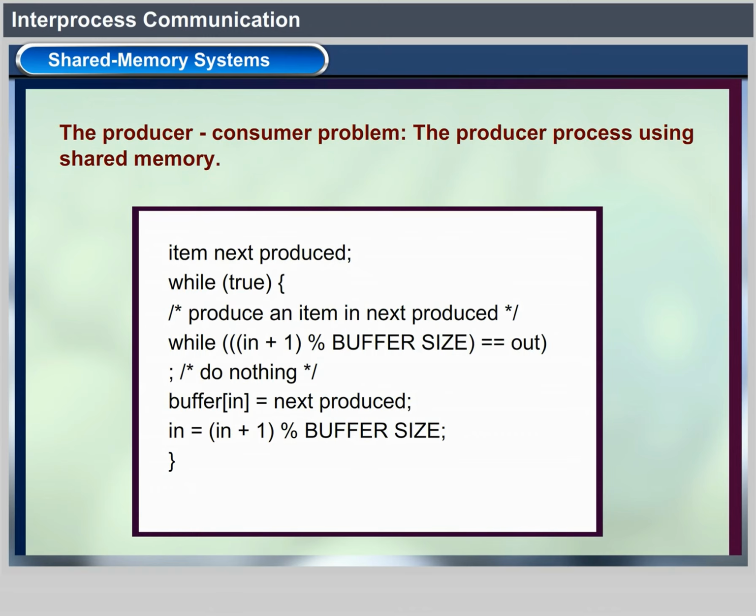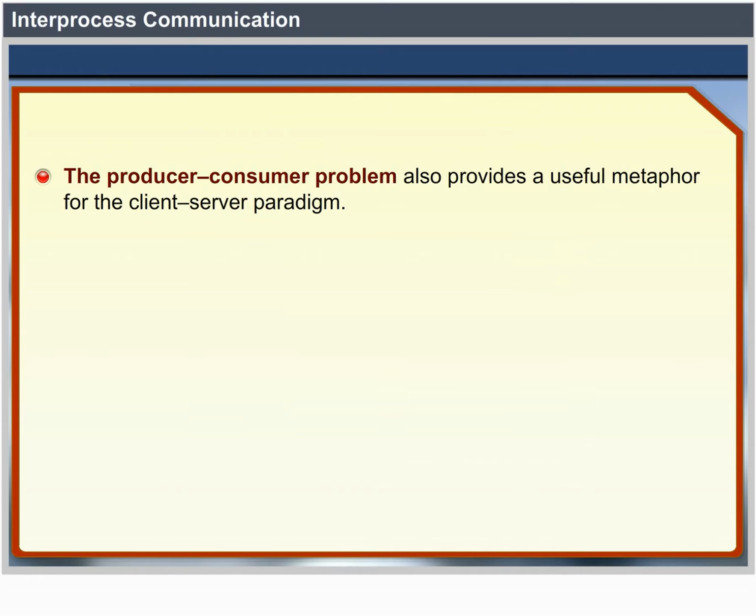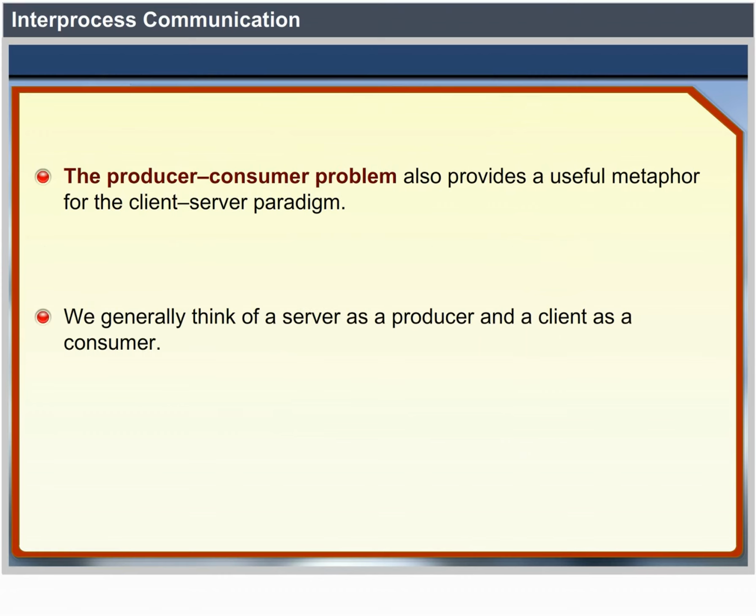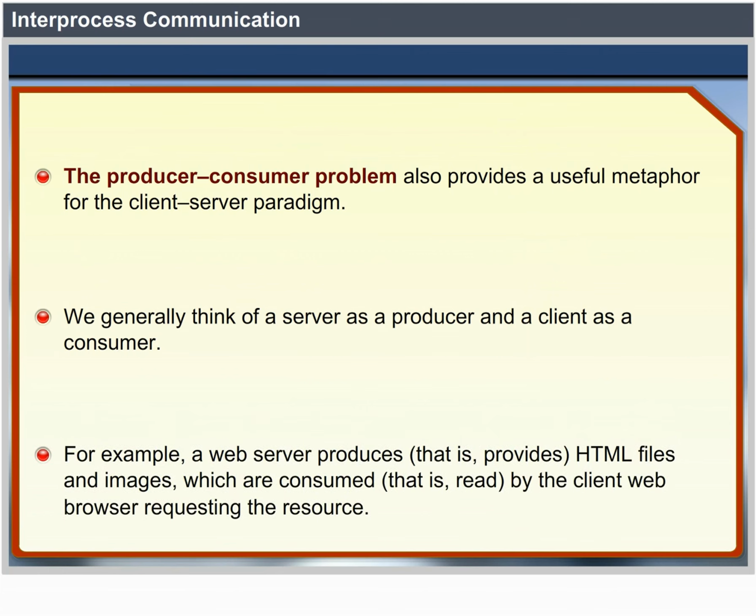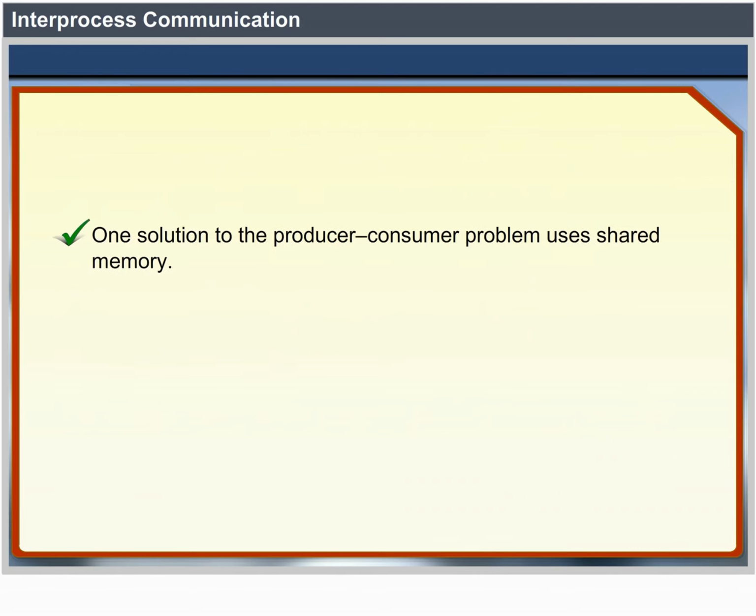The producer-consumer problem also provides a useful metaphor for the client-server paradigm. We generally think of a server as a producer and a client as a consumer. For example, a web server produces, that is, provides, HTML files and images, which are consumed, that is, read, by the client web browser requesting the resource. One solution to the producer-consumer problem uses shared memory.